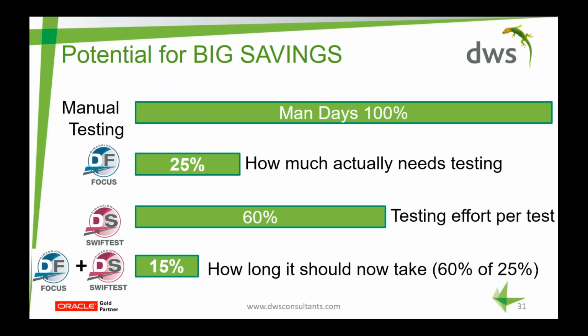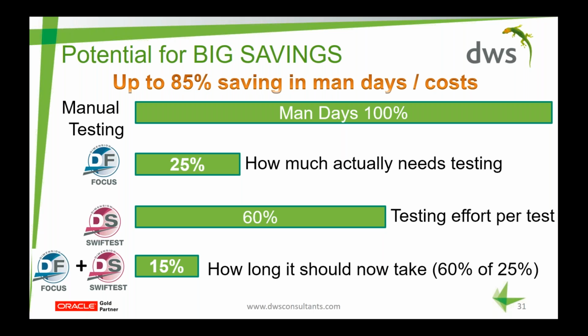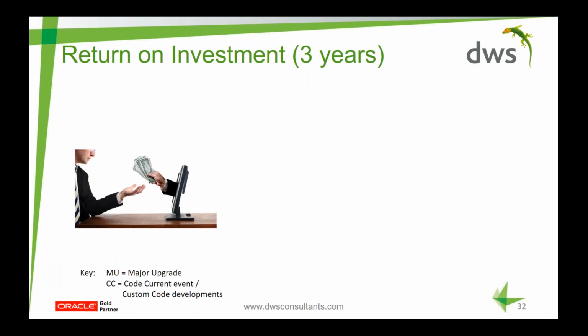That effort is 60% of 25%. So you only actually need to spend 15% of your effort on testing your system. And that's where we come up with the very conservative savings of 85% in man days and costs. The statistics are one thing. What does it actually mean financially?